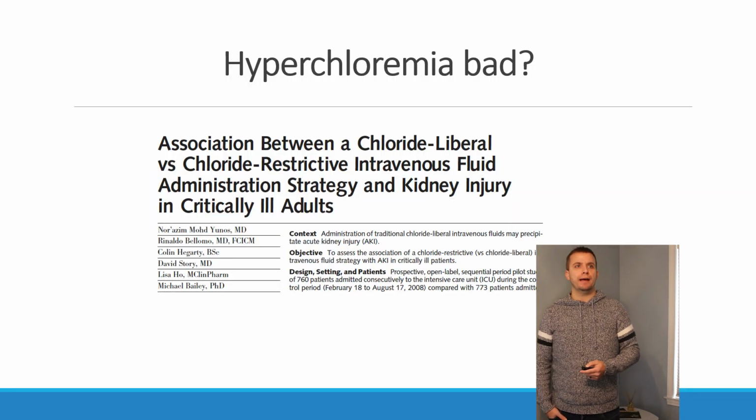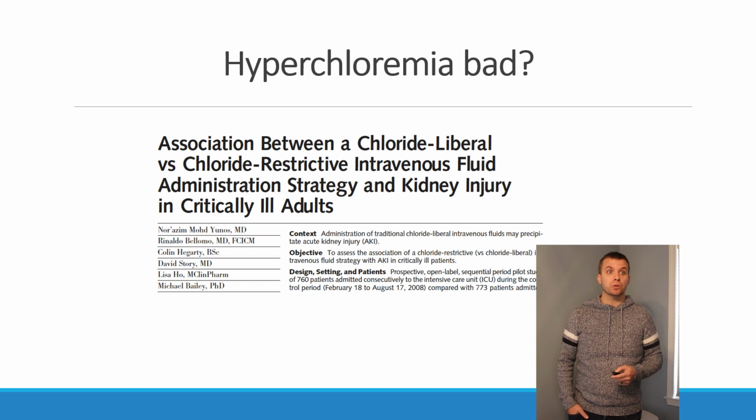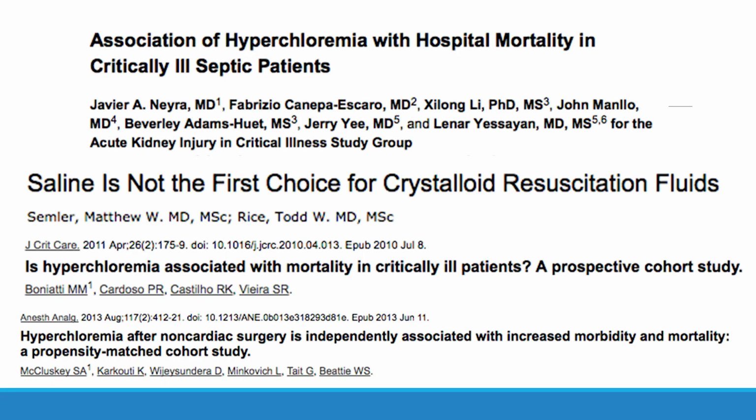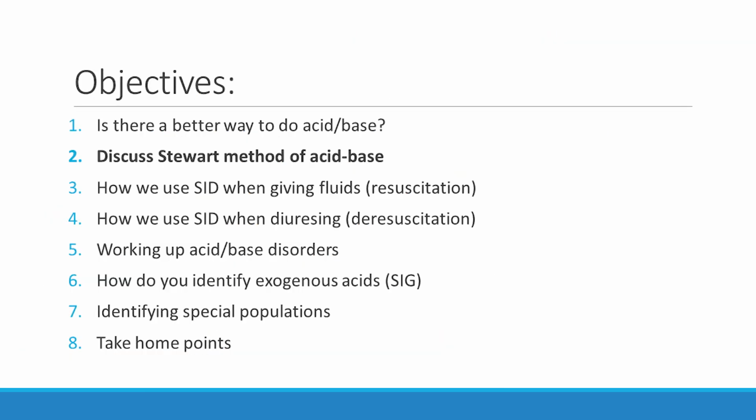Is hyperchloremia bad? There's the association between chloride-liberal and chloride-restrictive IV fluid administration strategy and acute kidney injury in critically ill adults. Hyperchloremia and hospital mortality in critically ill septic patients. Saline should not be your first choice of crystalloid resuscitation. Is hyperchloremia associated with mortality in critically ill patients? Hyperchloremia after non-cardiac surgery is independently associated with increased morbidity and mortality. The list goes on and on and on of all these different papers that show that hyperchloremia worsens outcomes.